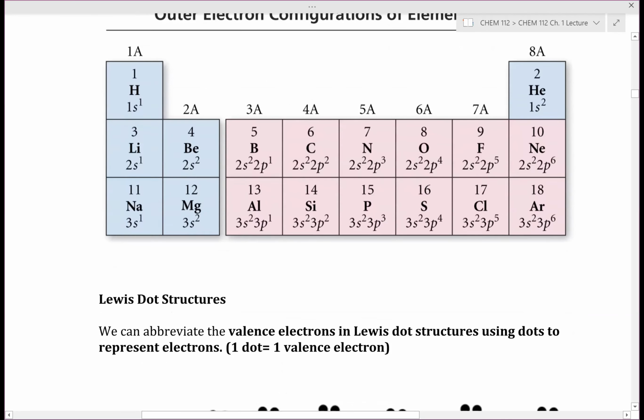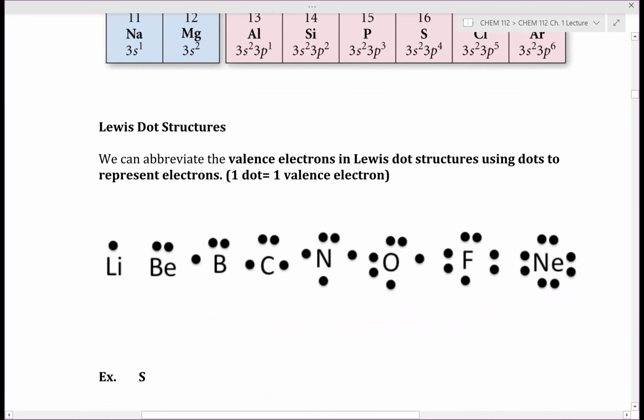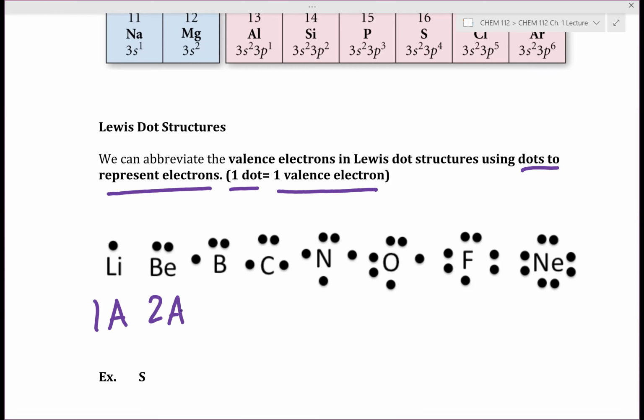Now, one way that we like to represent and abbreviate the valence electrons is using what is known as a Lewis dot structure. Each dot in a Lewis dot structure represents an electron, so one dot represents one valence electron. Let's go through really quickly. Lithium is a 1A element, so its group number is 1, and we have 1 valence electron. Beryllium is a 2A element. So how many valence electrons does it have? 2. So how many dots do we draw?